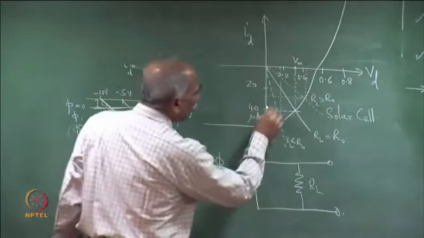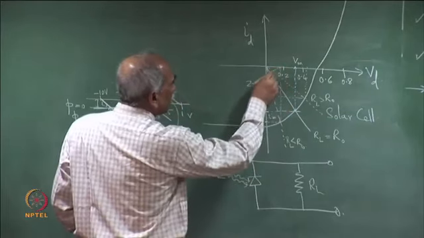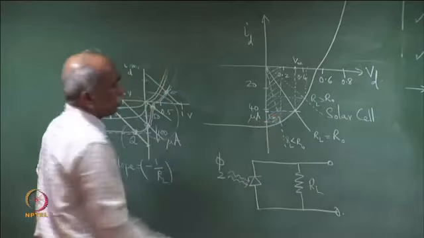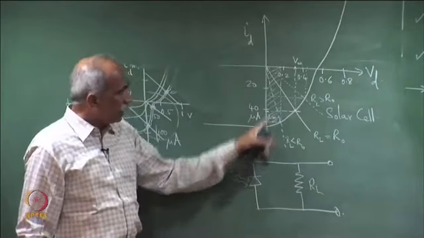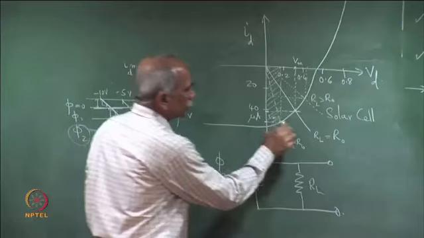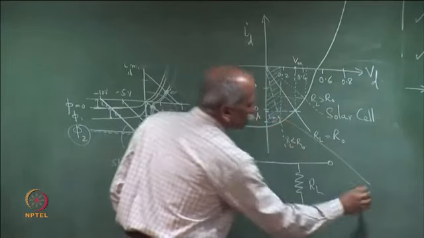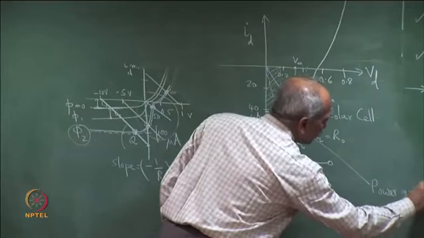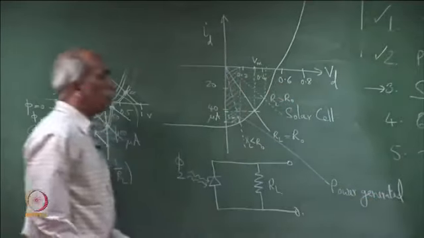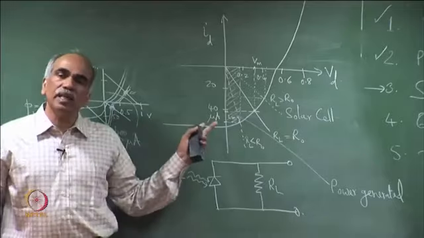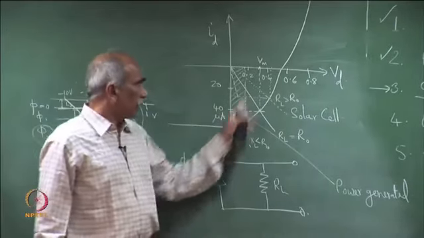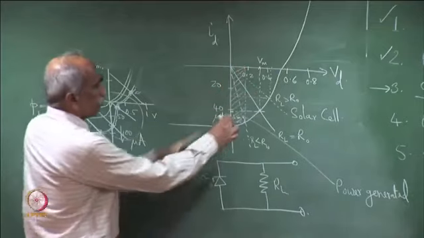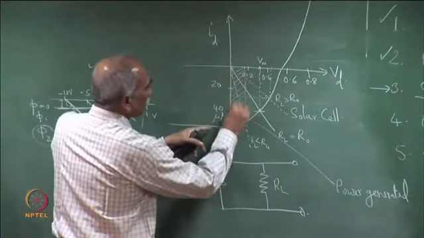So, the area under this rectangle, for example, let me shade one of the rectangles. The area of the rectangle, that is the current I into the voltage, gives us the electrical power generated because of the incident photon flux. That is I into V. If I choose this as the R L, then the area would be this.